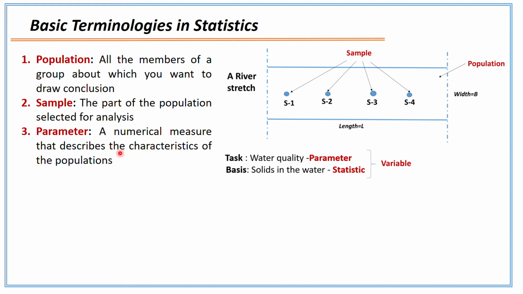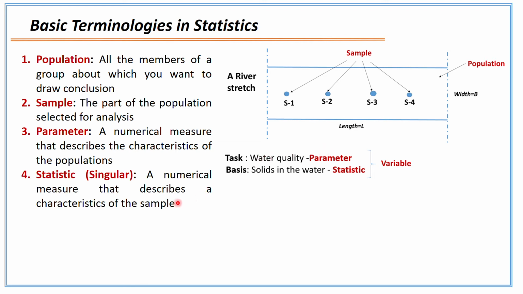Third is the parameter. Parameter is what? It is a numerical measure that describes the characteristics of the population. When I am reporting the result for the whole river, for the whole stretch of length L and width B, it is called parameter. In this case, it will be water quality.